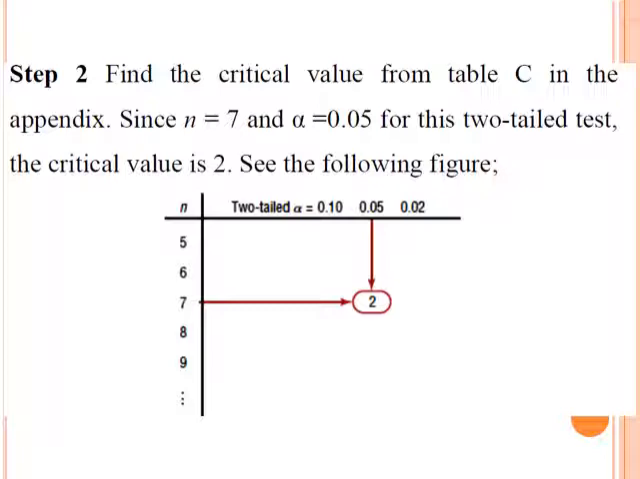This is a two-tail test, because we are asking whether there is a difference, not greater than or less than. The critical value will be the intersection of the row where n equals 7 with the column for alpha equal to 0.05, so the intersection equals 2. So this is our critical value.